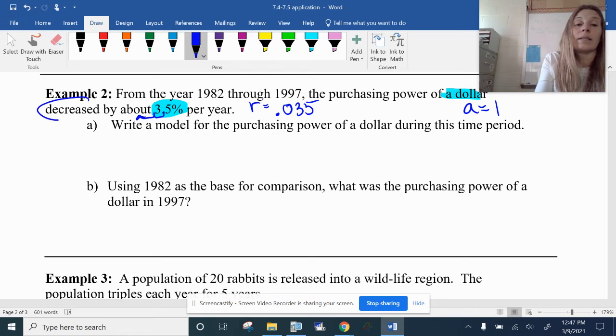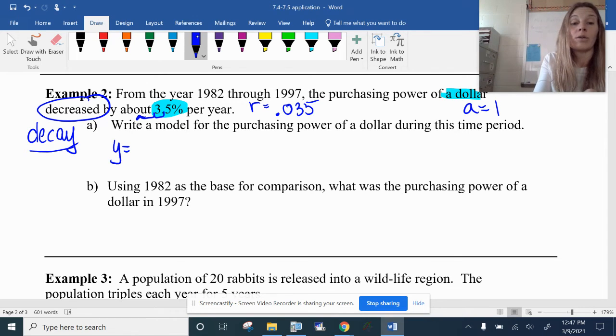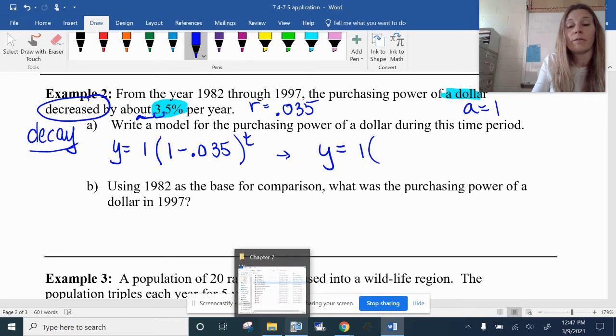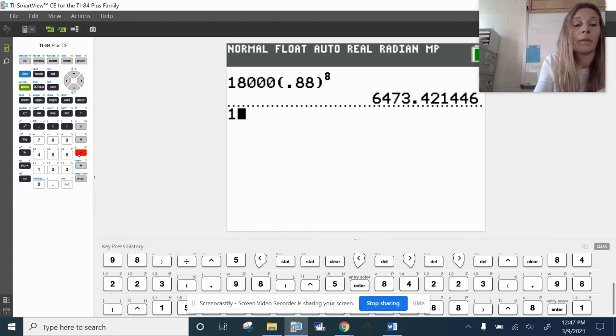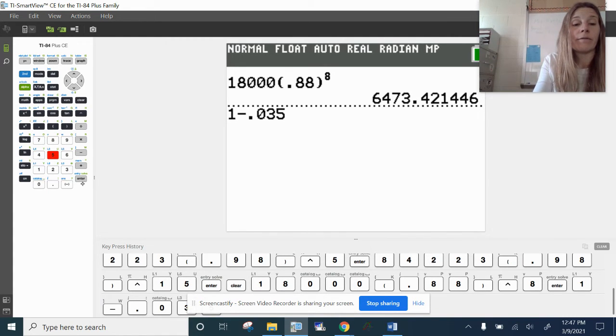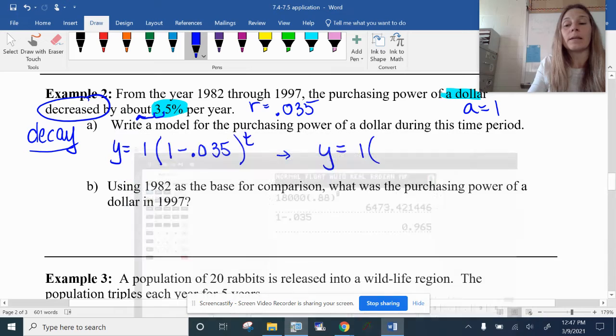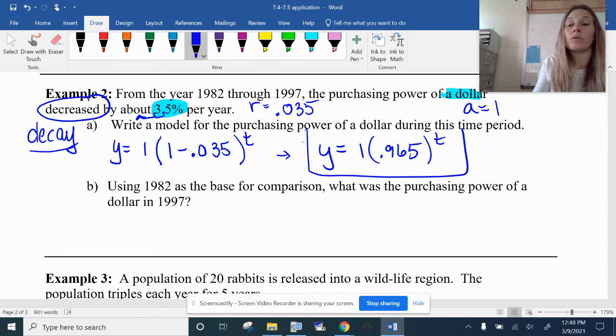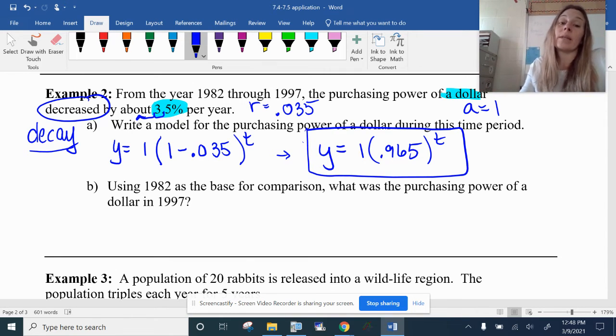So it did say it decreased, which tells me this is the decay model, which means we're going to have to do 1 minus that R. So my A value is 1, and then I'm doing 1 minus 0.035 raised to T. So I can simplify that. If you go to 1 minus 0.035, we're left with 0.965 inside here. That was my decay factor. And now I can use that model to figure out what the purchasing power is in any given year.